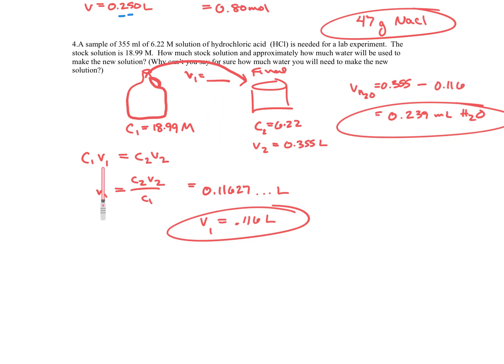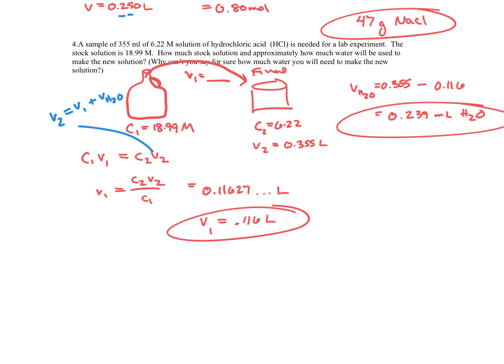So the equation to calculate a dilution is the concentration of the first one times the volume of the first one, which will be equal to the concentration of the second one times the volume of the second one. The final volume is really the volume of one plus the volume of the water, because when you dilute it, you just add water to it. So you can solve for V1 by taking the concentration of the second one times the volume of the second one and dividing by the concentration of the first one.